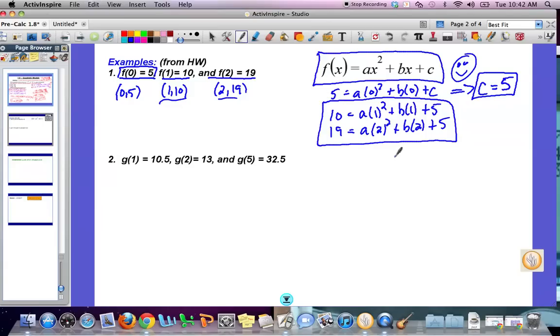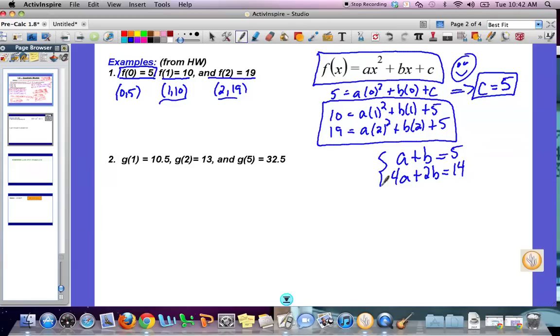If I simplify that, it would look like this. A plus b equals 5. Move the 5 to the other side, and then I twisted them around. The second equation would say 4 times a plus 2b equals 14. There's my system.